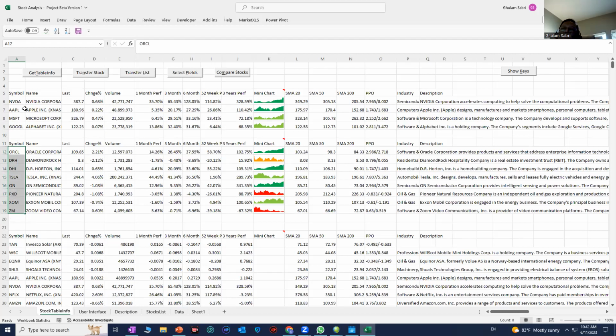I can select all of these indicators in these columns, and in one tabular form, I can take a close look at all of them together. All I need to do is press this button, get table info, and it will process all this information for all of these. So this is Nvidia, last price this, change this. Its volume was 42 million yesterday. Its 1 month performance this, 3 months this, 6 months this, 1 year this, 3 years this. This is a very cool small chart. It gives you a hands-on look at how it performed during this period, 1 year. The mini chart period is, for the time being, 1 year.